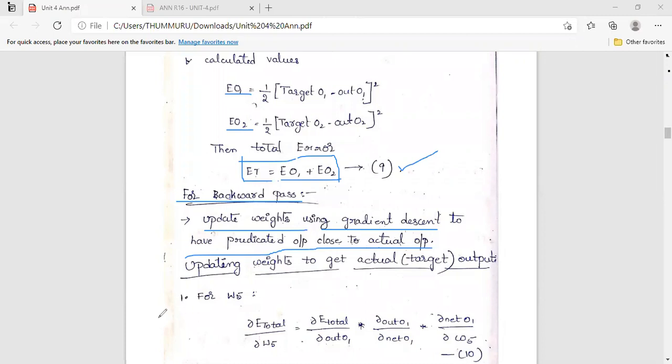So first of all, in backward propagation, we are going to update the weights one by one to get target output. So what is the first one? The first weight I am going to change is W5. Suppose, assume I want to change the weight W5. So what are you going to do?